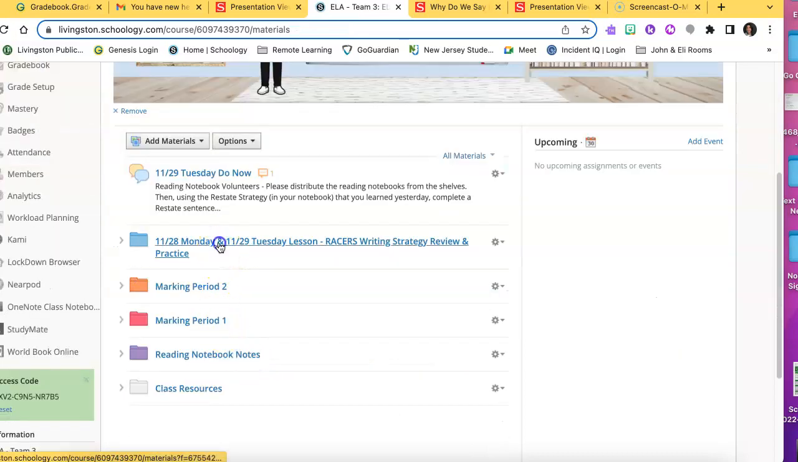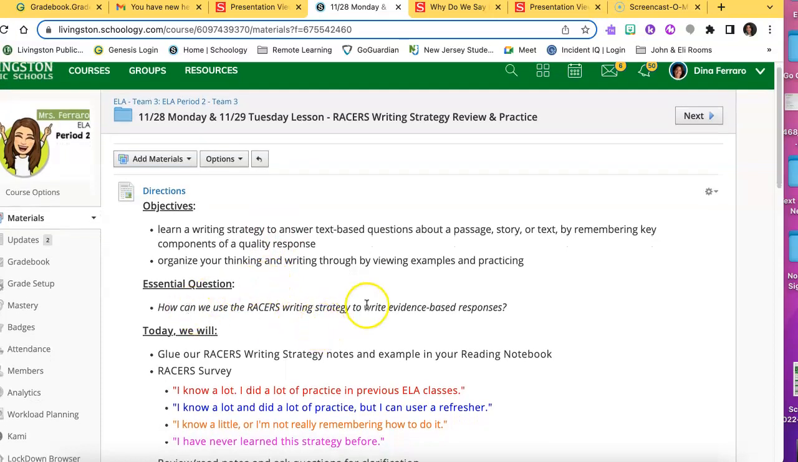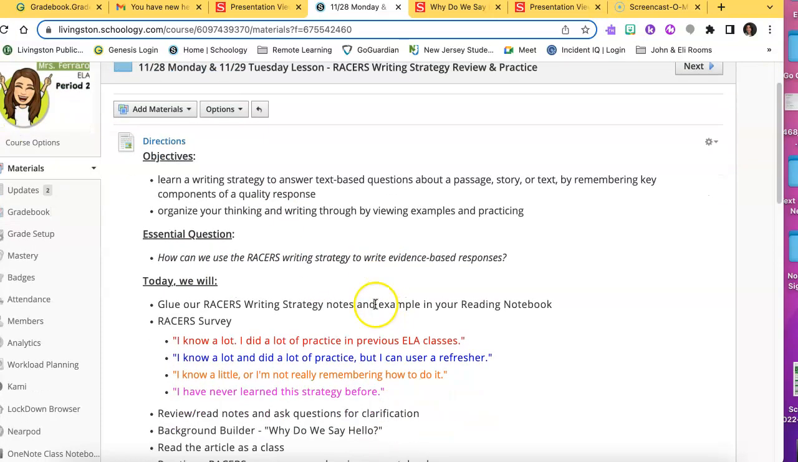Second item of business on Monday was the lesson. So our objectives for Monday were to learn a writing strategy to answer text-based questions about a passage, story, or text by remembering key components of a quality response and organized thinking and writing through viewing examples and practice. So what that means is that we were learning about racers, and a lot of students are very familiar with this, and some of them didn't know much about racers at all. So our essential question was, how can we use the Racer's writing strategy to write evidence-based responses?